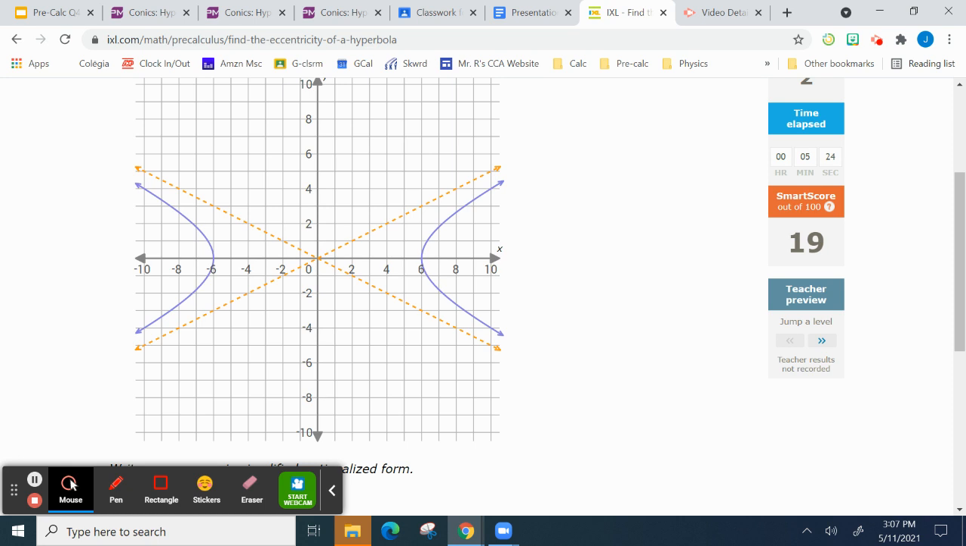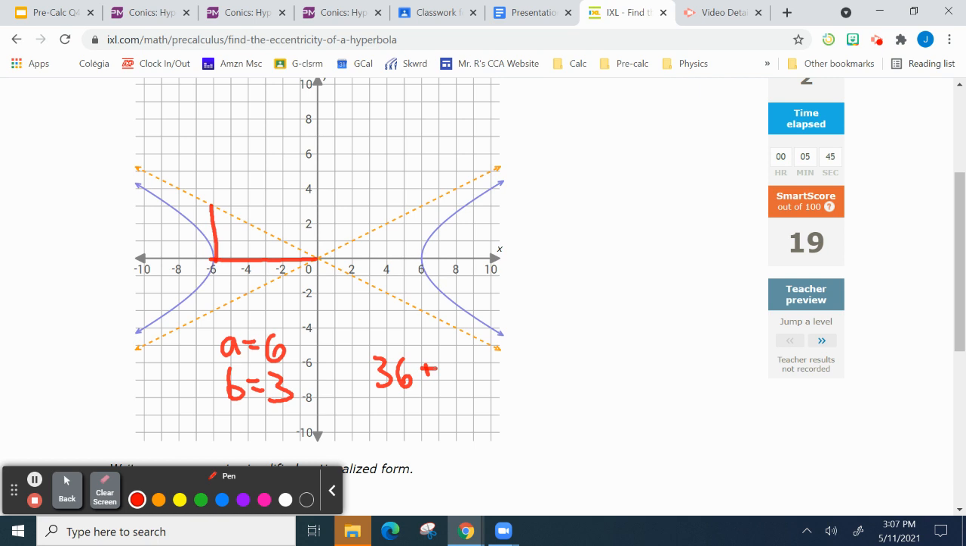So it's eccentricity, same thing. There's our A. A equals 6. There's our B. B equals 3. So 6 squared, which is 36, plus 3 squared equals C squared. So that's 45 equals C squared.